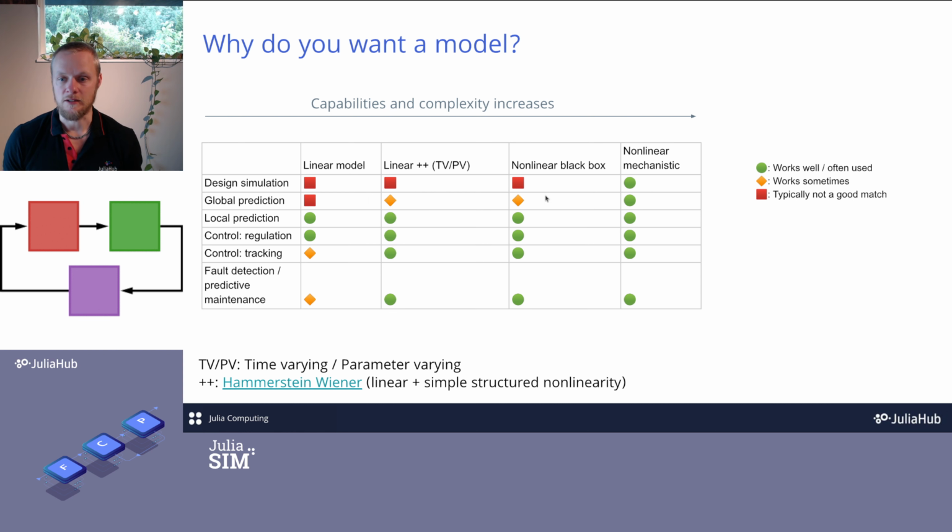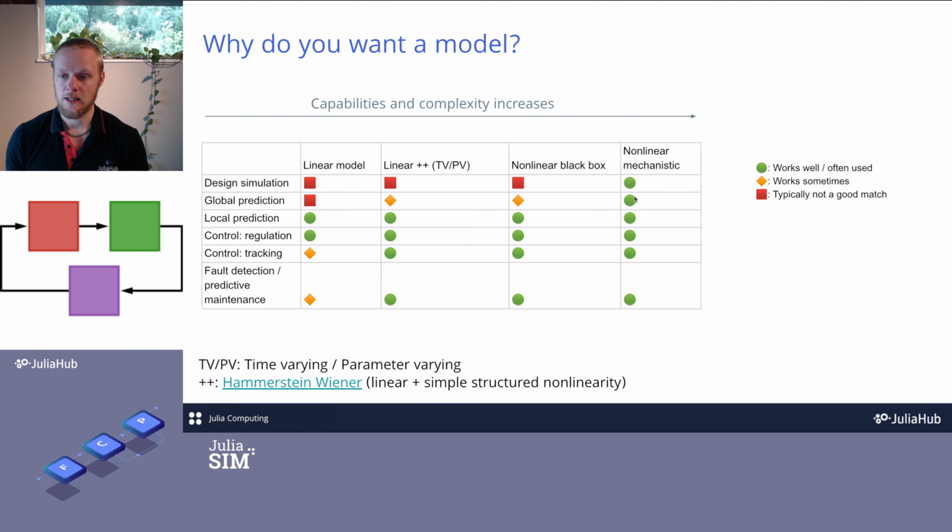We can also consider the other side of the spectrum here, a nonlinear black box model. That would be an arbitrarily complicated model, for instance, a neural network. And we typically don't use those for design simulation. But we can use them for prediction and control and tracking and all of these things. And we can always take a nonlinear model and linearize that if we need a linear model for some reason.